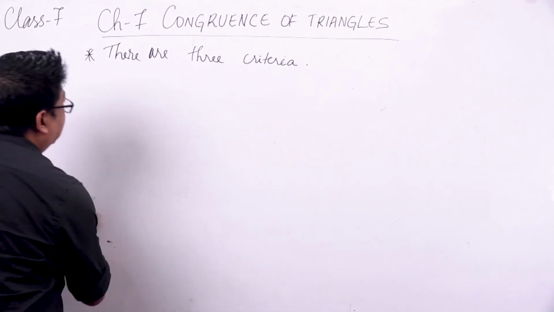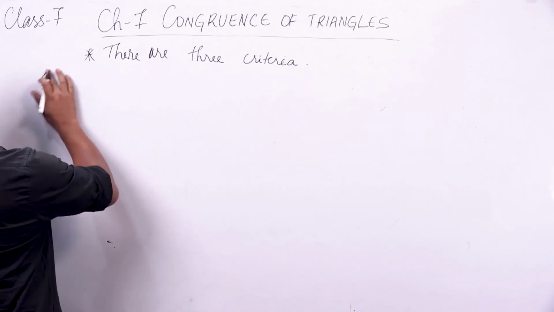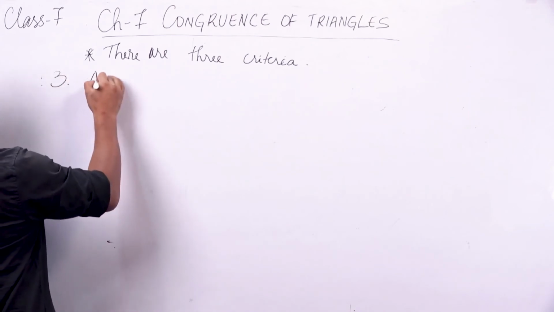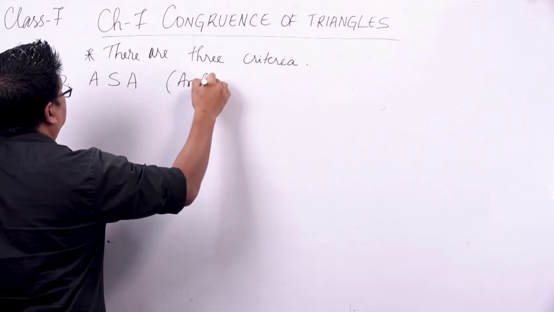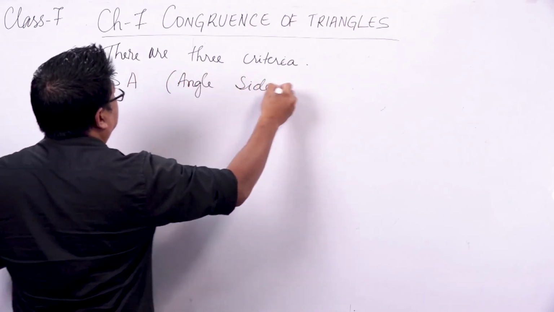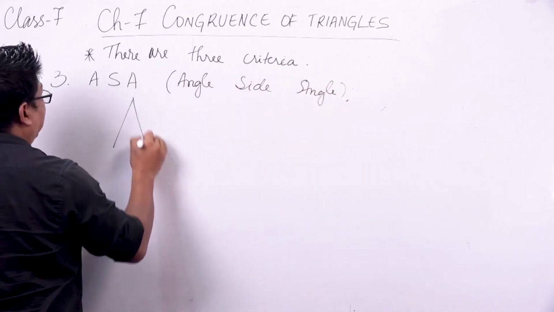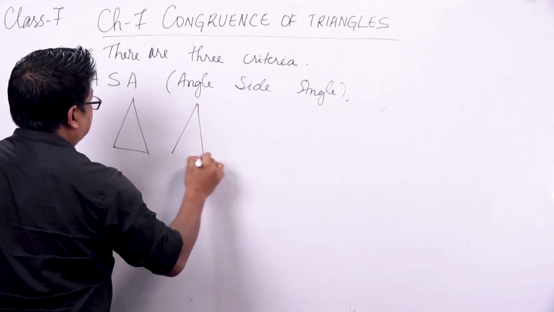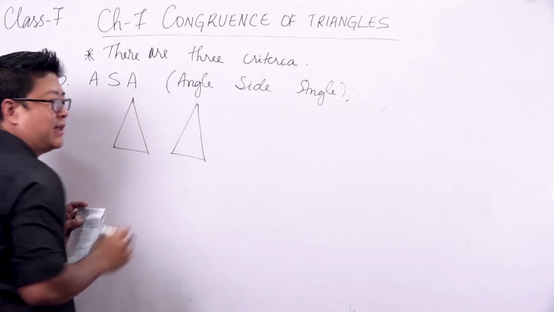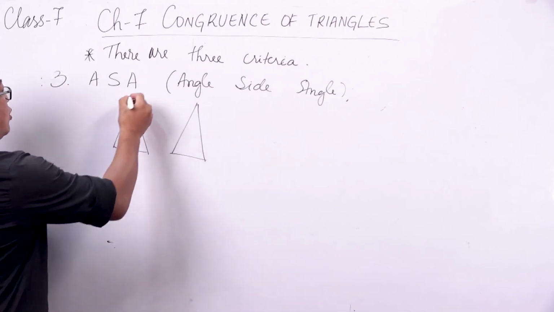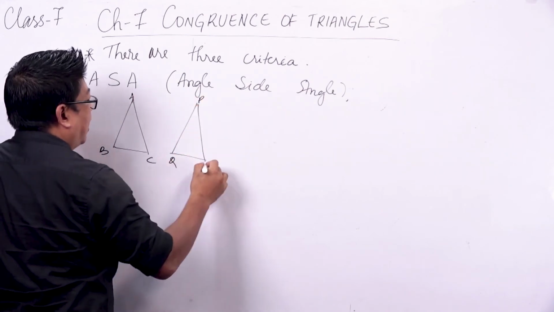Let's look at the third criteria. The third criteria is ASA. That means angle, side, angle. So again we have two triangles. Now here two angles and one side should be equal. So let's name them again: A, B, C, P, Q, R.